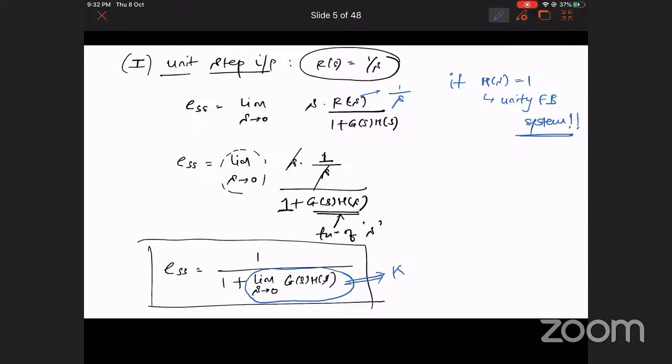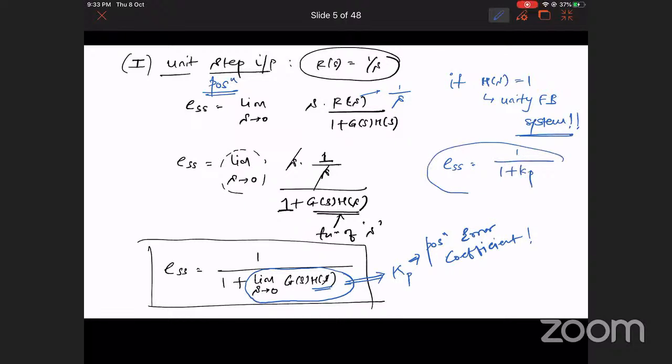Listen to me very carefully. Terms and conditions are applied. For that, h of s should compulsorily be 1. Then only will I consider whatever I have highlighted as a k value. Please remember, the step input is also called a position input. So I would refer to this as Kp, which is popularly known as the positional error coefficient. Then I'm going to write my ESS equal to 1 upon 1 plus Kp.